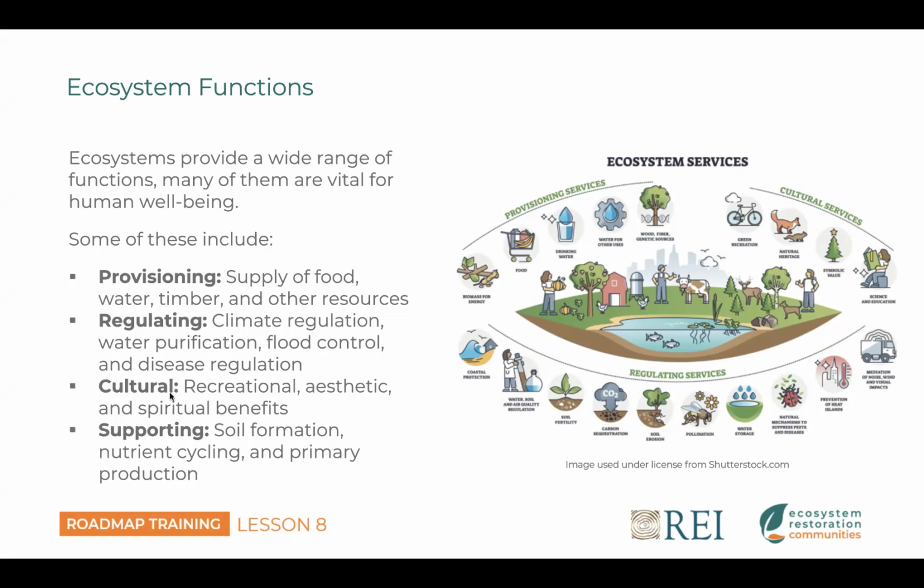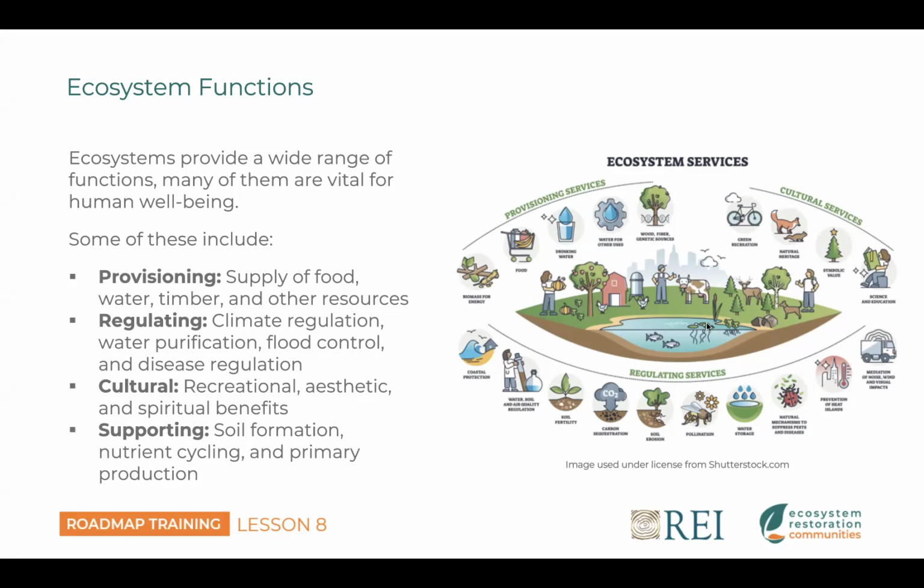There's cultural aspects, recreational, aesthetic, and spiritual benefits. Supporting soil formation, nutrient cycling, and primary production. So here you can see all the different ecosystem services. The services are what impacts human beings. So these are all things that ecosystems do for free and that we're damaging and we're destroying.